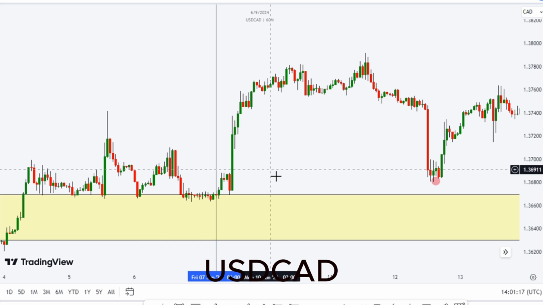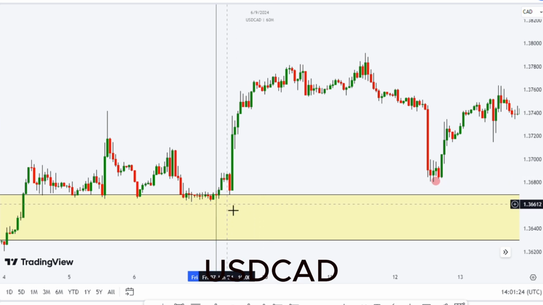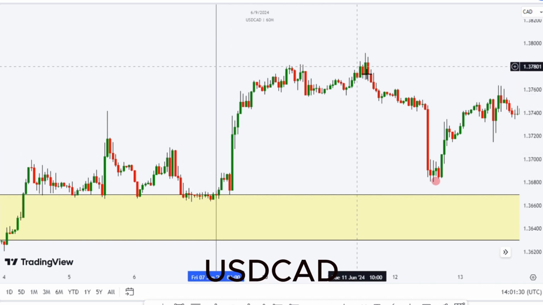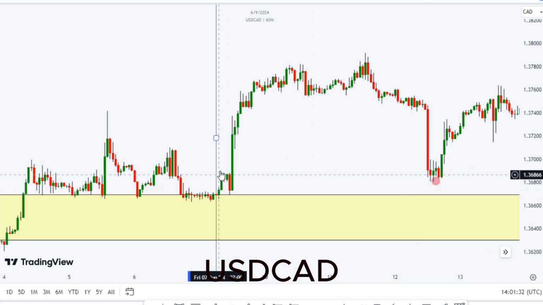Here too we can see that price was resting on a support level. Mind you, just pay attention to it. Price was resting on a support level, and then price is expected to be bullish. It happened. And pay attention to this nice little curve too. Just look at this nice little curve.